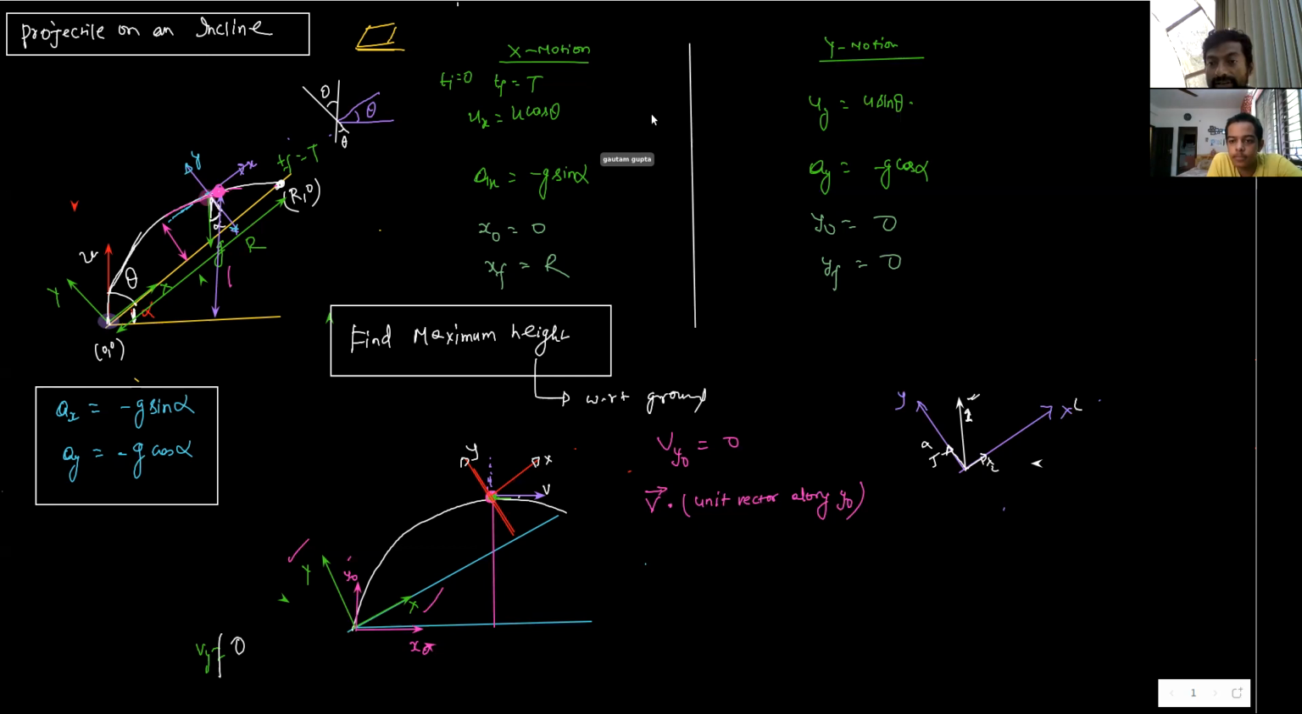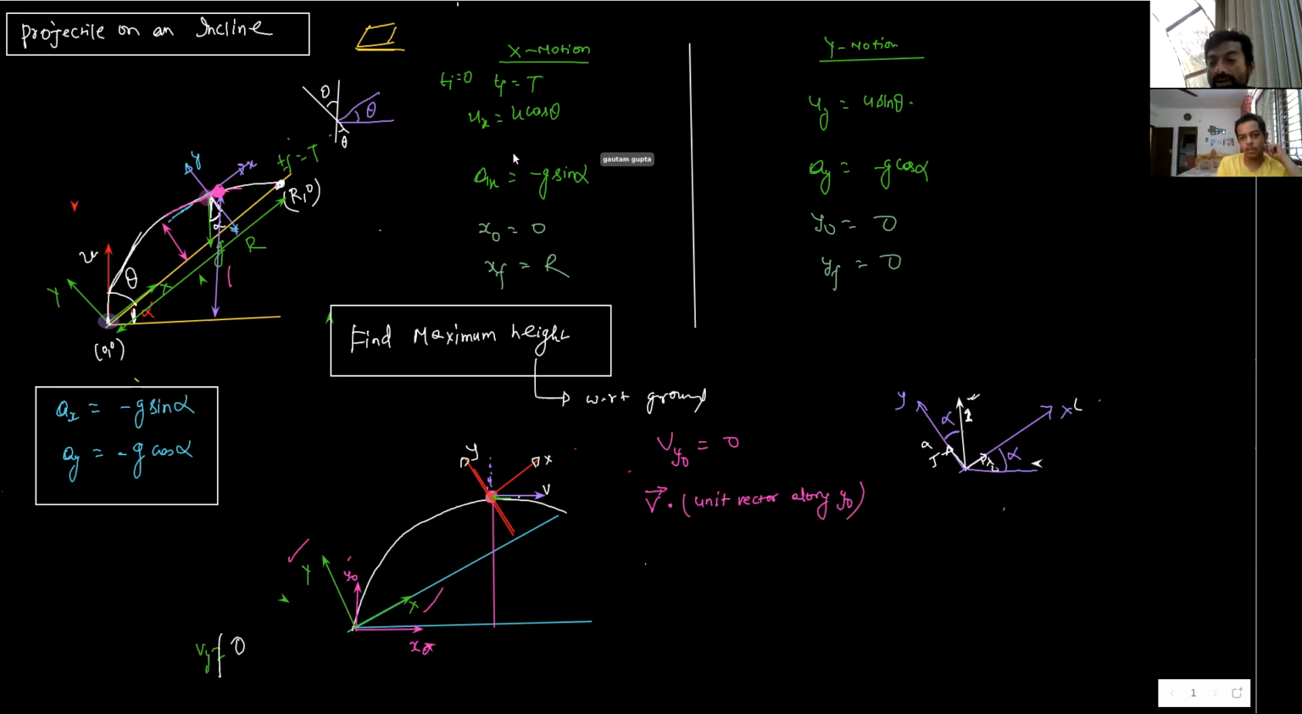In order to do this, you know that this angle is alpha, right? If this angle is alpha, then perpendicular to this is this line, and perpendicular to this is this line. So this angle is also alpha. Clear? Now any vector you can write in components.